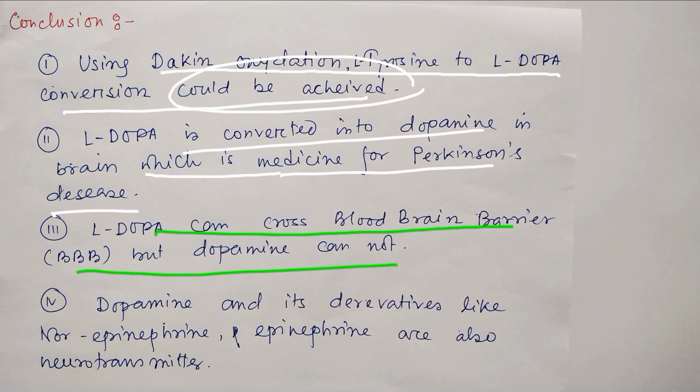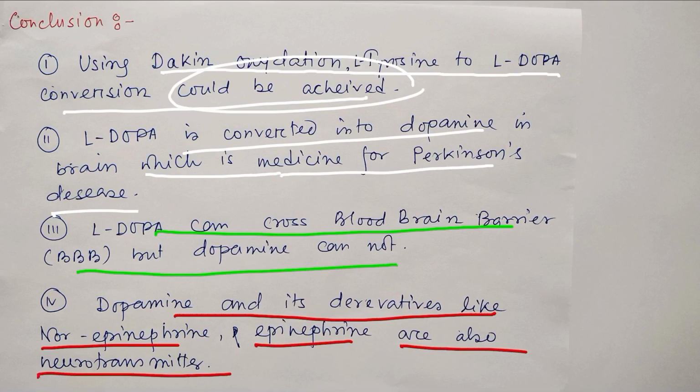A simple logic may be the hydrophobicity. I am not sure, but my personal opinion is hydrophobicity. This dopamine is more hydrophobic, so it may not cross, whereas l-DOPA is not that hydrophobic, so it can cross. The difference is one carboxyl group. Now finally, if you have any better answer, please write in the comment box. Dopamine and its derivatives like norepinephrine and epinephrine also act as neurotransmitters.